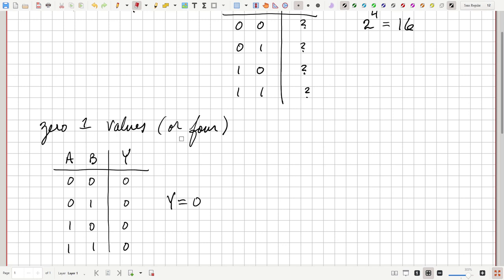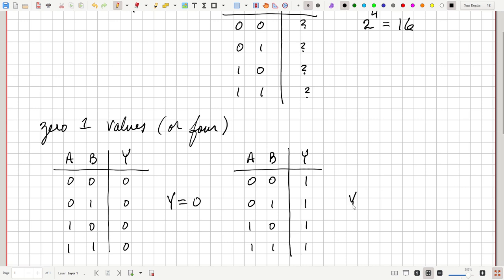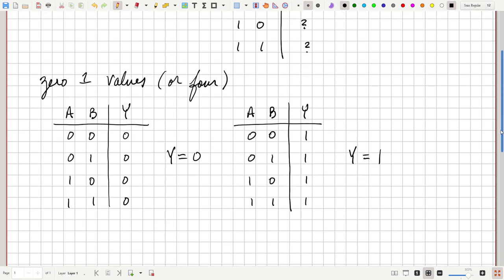Now, the inverse of that, where we would have four ones, we would just take this same truth table, put all our possible values here, and now invert this so we have all four ones. Okay, so what is that function? Well, that's pretty easy to figure out too. That's just Y is equal to 1. Y is always 1 here. Y is always 0 there. All right, so those are pretty trivial logic functions.